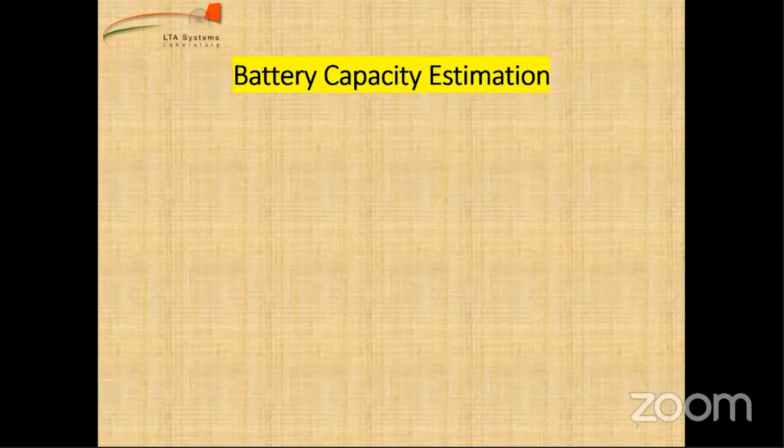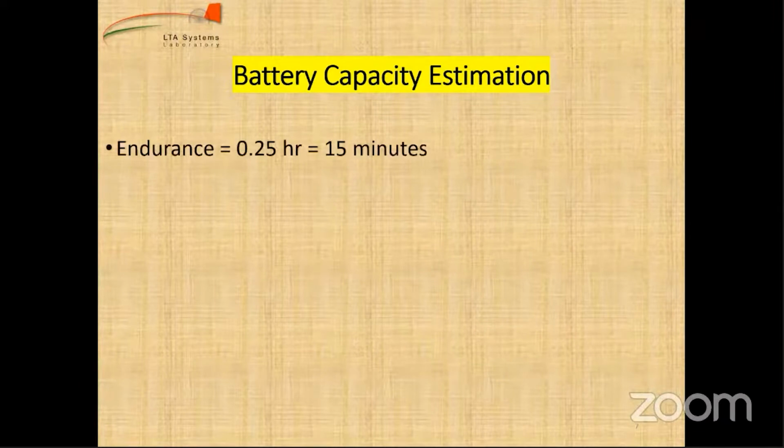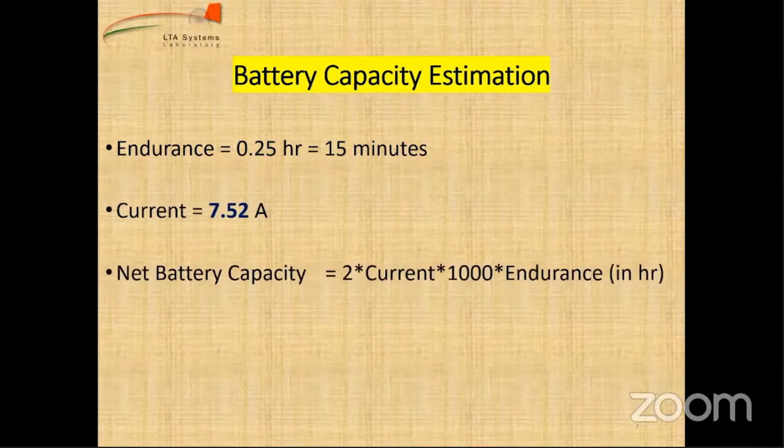We already have 7.52 amperes of current, but also we had this much endurance, do you remember? Yes, sir. 15. So this is the amount of time that our battery needs to work, and this is the current that the battery is supposed to supply. So the net battery capacity, we have a relation here. mAh is simply current into endurance, and 1000 here simply means converting into milli, right?